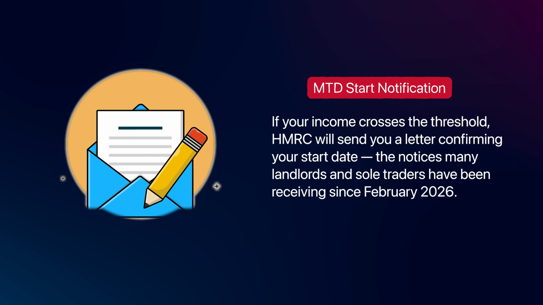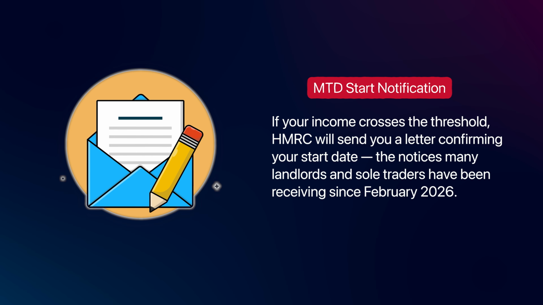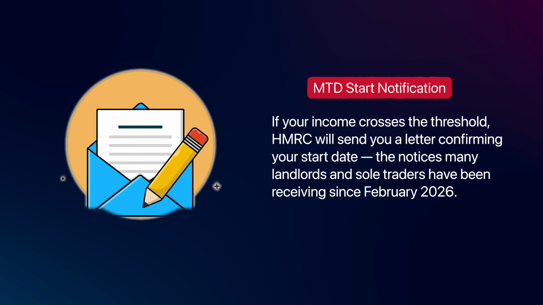How HMRC calculates and notifies you. HMRC uses your self-assessment tax return to calculate your qualifying income. They don't ask you to do this yourself, they look at what you've already reported. If your income triggers a threshold, HMRC will write to you confirming which wave you're in and when you need to start. That's the letter many landlords and sole traders have been receiving since February 2026.